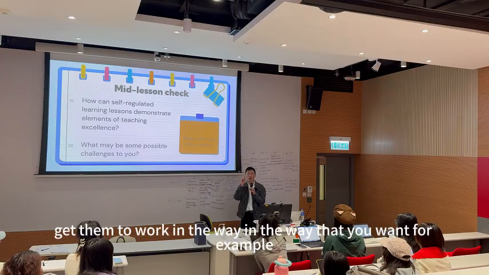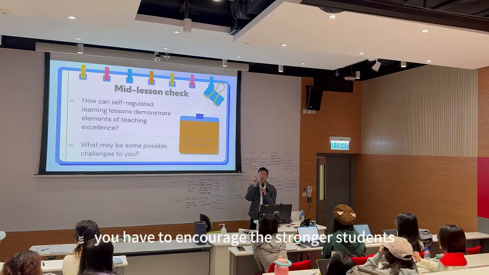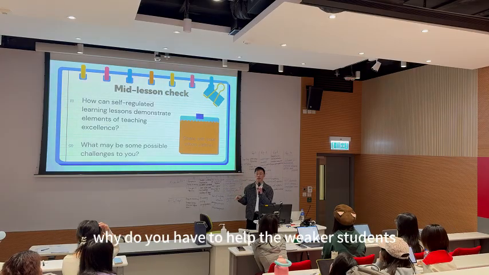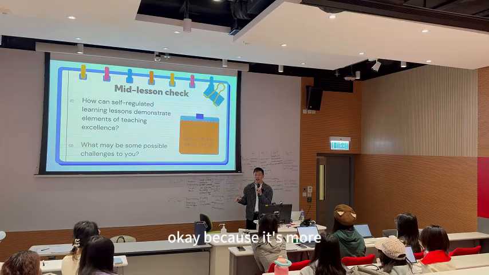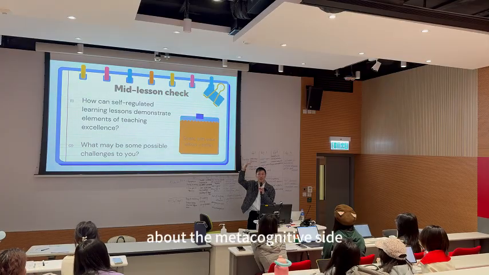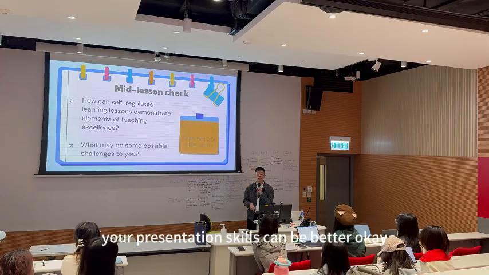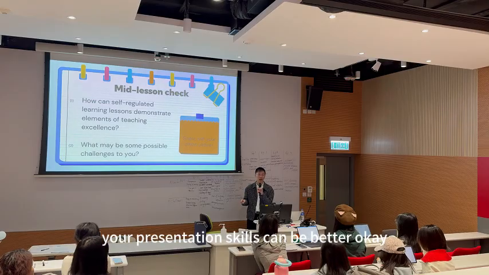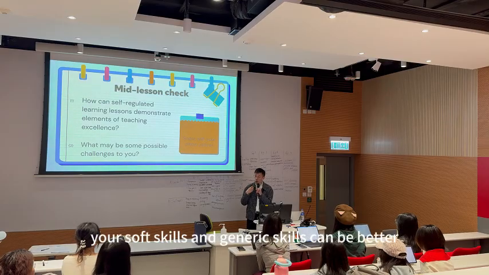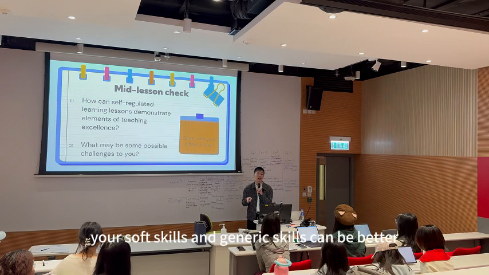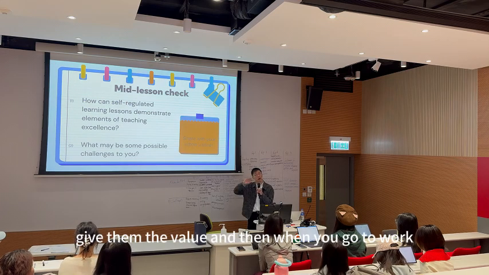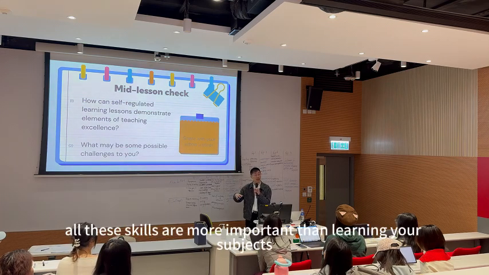For example, you have to encourage the stronger students. Why do you have to help the weaker students? Okay? Because it's more about the meta-cognitive side. Show them that if you can teach them, that means you learn better. Your presentation skills can be better. Okay? Your communication skills, your soft skills, and generic skills can be better. Give them the value.